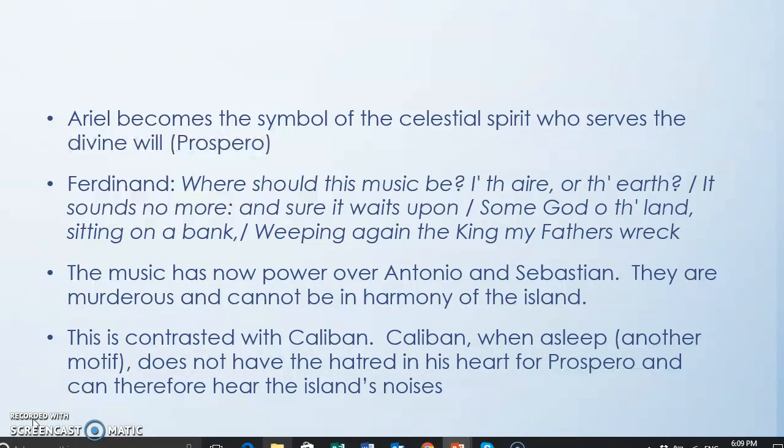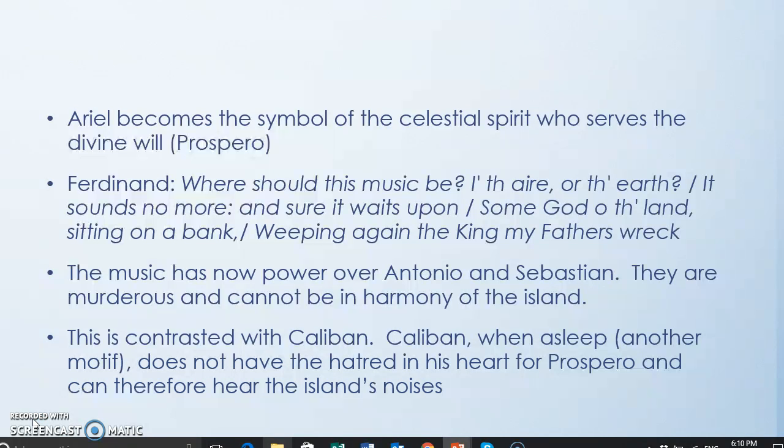So he's like, where is this music coming from? Is it coming from the earth itself, or is it coming from the air? The sound goes away, and yet it comes back. And he says, some god of the land sitting on the back. It's waiting upon a god. It's this divine moment. And then the sound appears again as it weeps for his father's death.